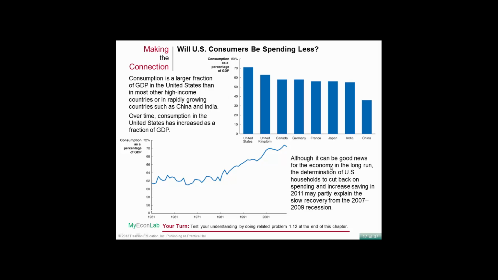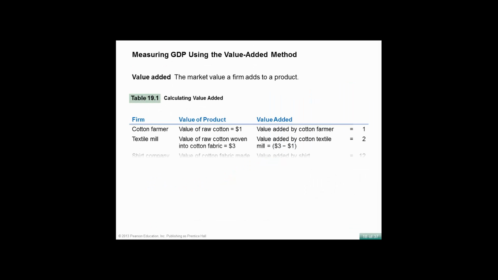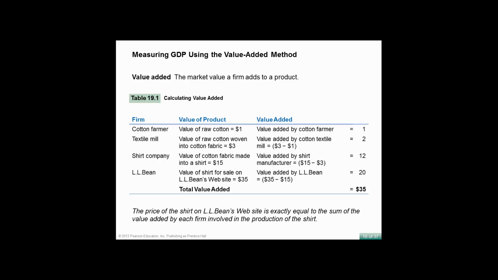Although it can be good news in the long run for the economy, the determination of the U.S. households cutting back on spending and increasing savings in 2011 may partially explain the slow recovery. Remember, if we're counting growth in the economy by GDP and we start saving money, then we're not spending it. I'm not going to go through total value added method.